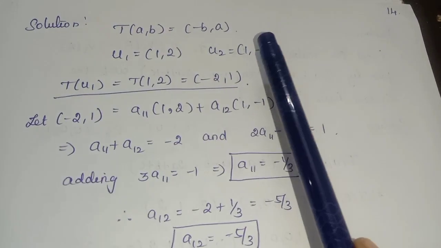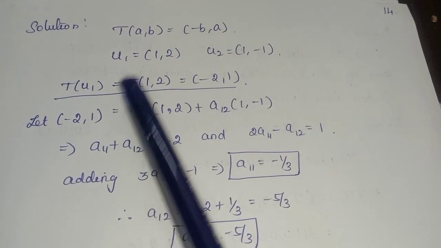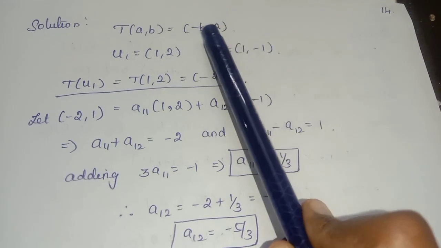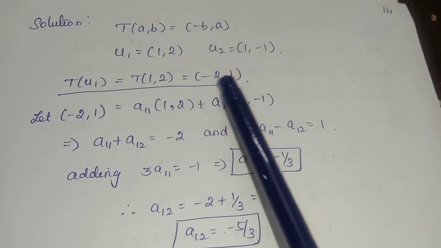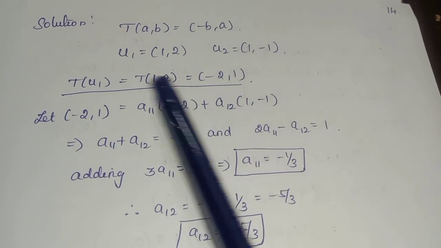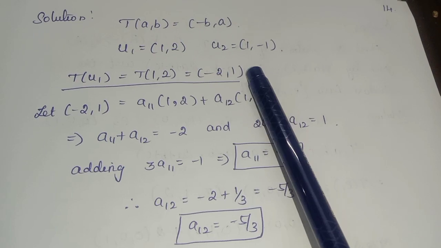So they belong to the domain. Now I am finding their image. T of U1 equal to, what is the definition here? Minus b comma a. So here T of 1 comma 2 is equal to what? Minus 2 comma 1. Okay, so we find out the image, but this is not enough for finding the matrix.